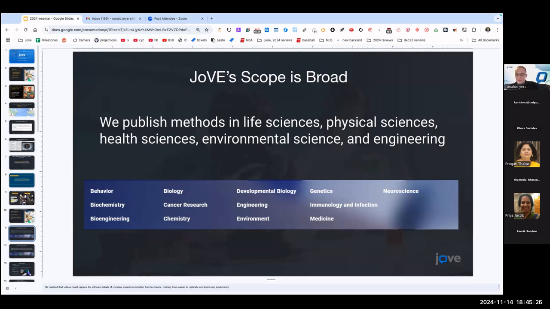Okay, so JoVE's scope is very broad. As you can see here, we have 13 different sections. The majority of them are life science, just because that's what our CEO worked on as a postdoc. So when he began the journal, it was mostly biology, cancer research, genetics, basic science concepts. However, we've expanded into physical sciences. So we now have chemistry, engineering, which is applied physics. We also have a clinical medicine section and environment section. So we aim to cover most areas of science, and we are always expanding into new areas.